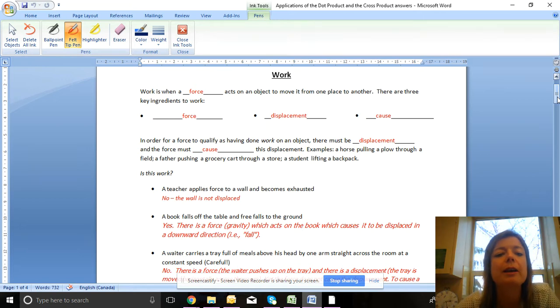So, a horse pulling a plow through a field. There is displacement, the plow is being moved, and the force of the horse pulling it is actually causing that displacement. Or a father pushing a grocery cart through a store, a student lifting a backpack. All of these involve displacement and the force is causing the displacement.